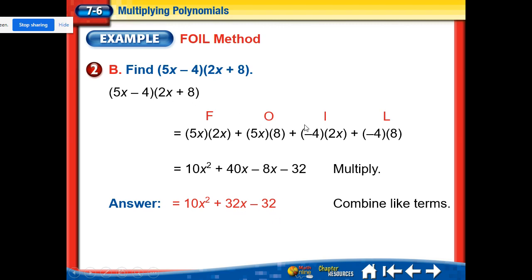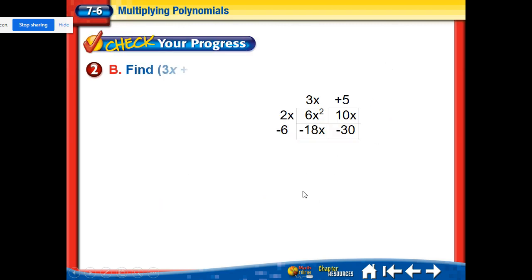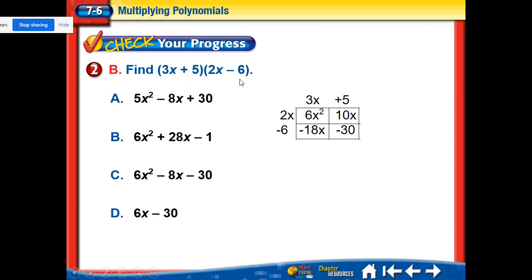Both of those work, so if you like to double distribute like that, or if you like to use the Punnett square, I don't really particularly care. All right, here's another one. I use Punnett square, 3x plus 5, and 2x minus 6. So this gives us 6x squared, 10x, negative 18x, and then negative 30. Add those together, that's negative 8x. So 6x squared minus 8x minus 30, which is c.